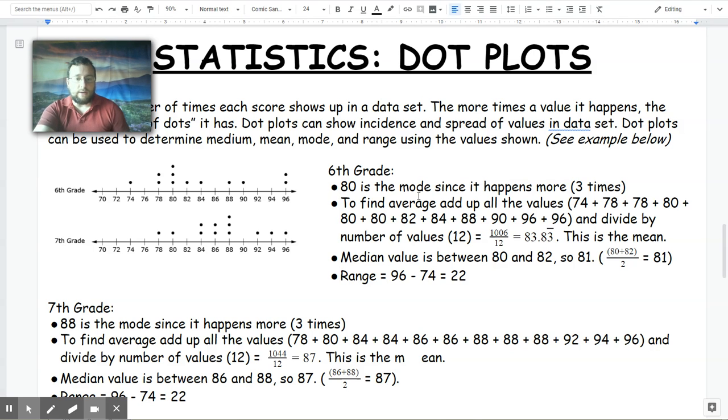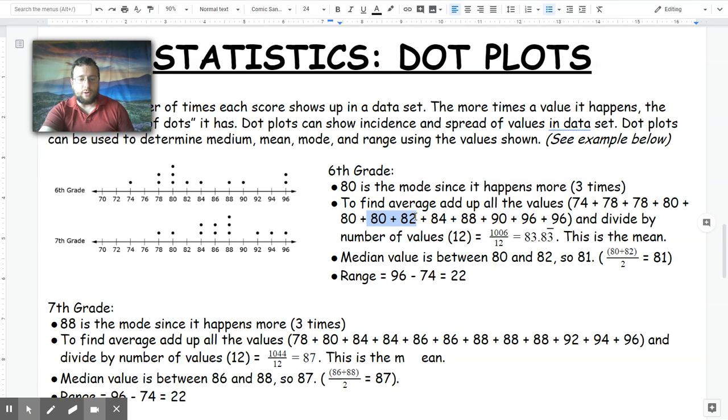Then if you look at the median, which is the center value, again you have to list them all in order and then find the value at the center. Since this is a data set with 12 values, it would be adding the two numbers near the center and dividing by 2. In the case of 6th grade, it's between the 80 and the 82, so that's going to be 81 for your median. For the 7th grade, it's between 86 and 88, so 87 would be your median. Once again, comparing the medians shows that the 7th grade still is doing better. So all three agreeing shows you that the 7th grade is scoring significantly higher than the 6th grade.